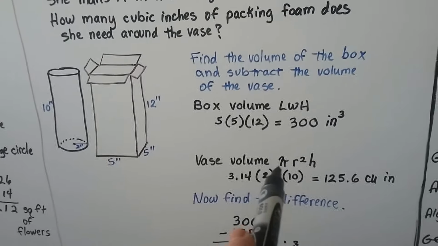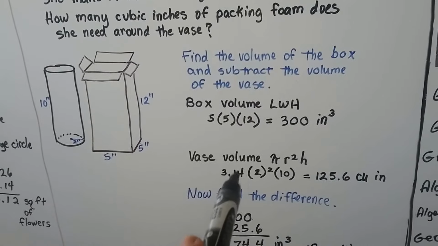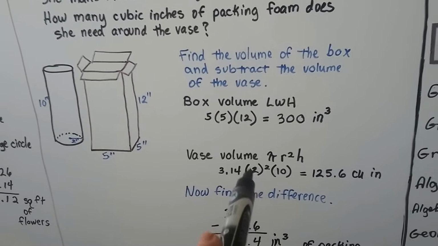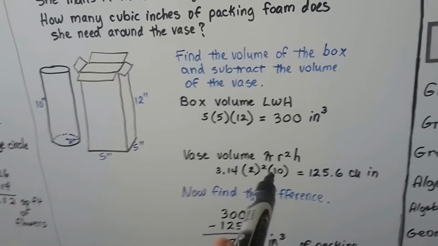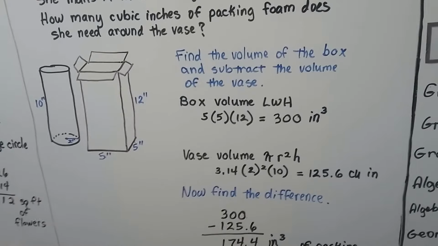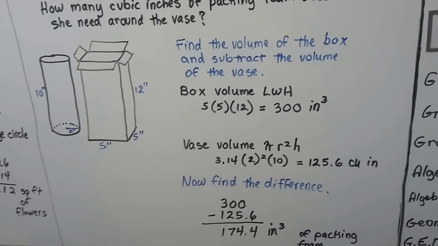We're going to do pi times the radius squared times the height. So that's 3.14 times the radius of 2 squared. So that's going to give us 2 times 2 is 4, times the height, 10 inches. We're going to get 125.6 cubic inches.